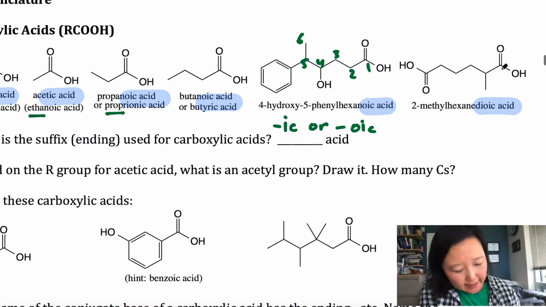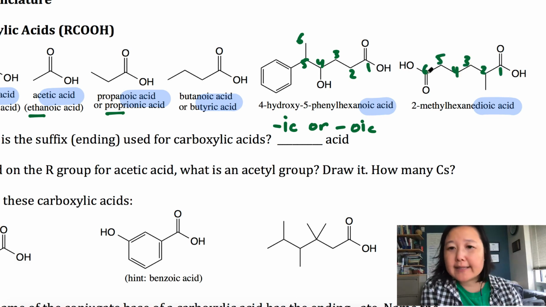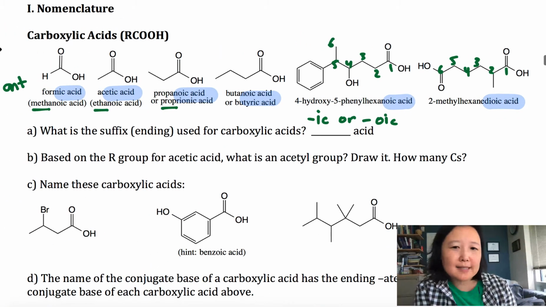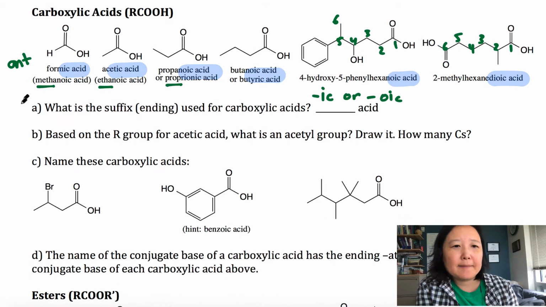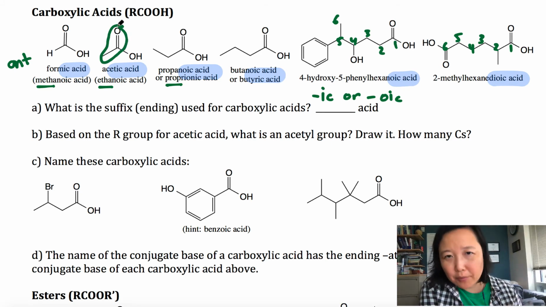Methylhexanedioic acid, so this has 2 carboxylic acid groups, so it's a dioic acid. All right, so for all examples, go through them, make sure they make sense to you, and then answer some special questions like acetic acid. I want you to know this is an acetyl group. That's really important for you to know.